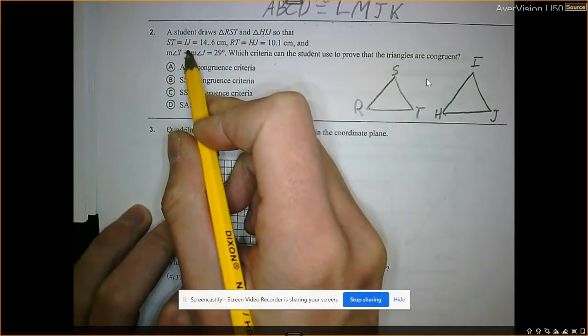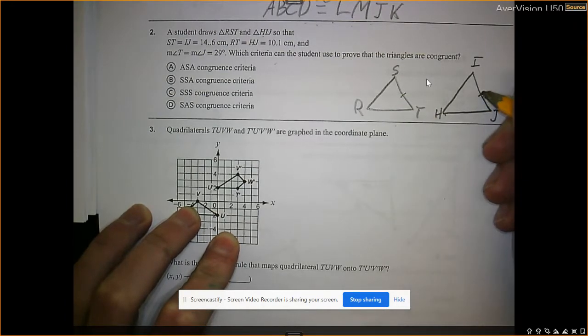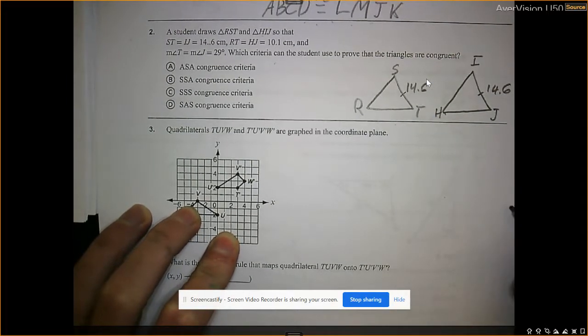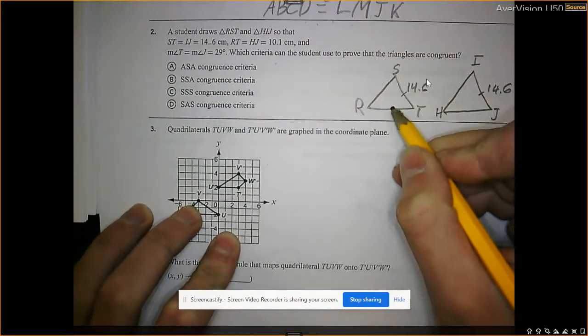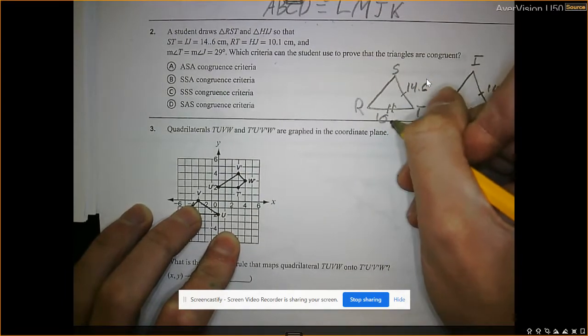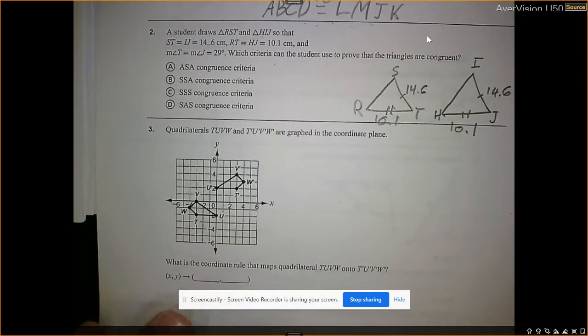Then we are told ST is equal to IJ, so these two sides are congruent. I'll make my tick marks there right away, and they're both 14.6. So again, I'm just going ahead and labeling it. RT equals HJ, so RT, that's this one. I'll make two tick marks there, equal to HJ, both 10.1. So this is something you just got to be able to draw on your own. When you see triangle RST, triangle HIJ, draw two triangles. Does not matter if you draw them to scale at all. Make them look congruent, make them not look congruent. As long as you're labeling these things, then you should be able to figure out what it's getting at.